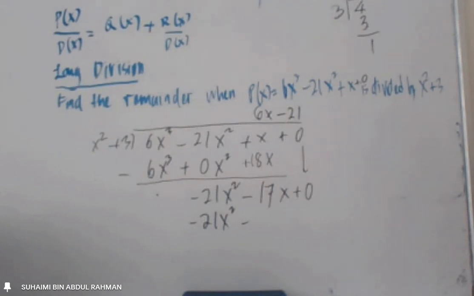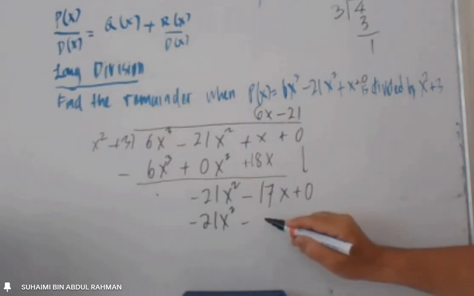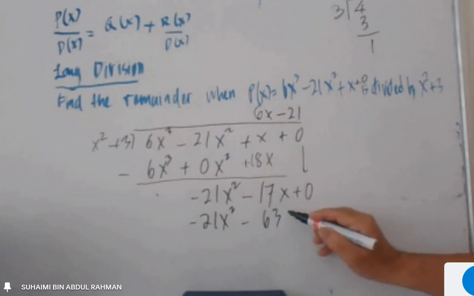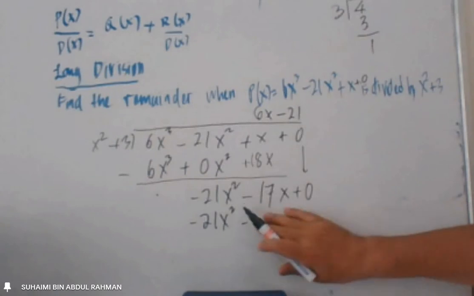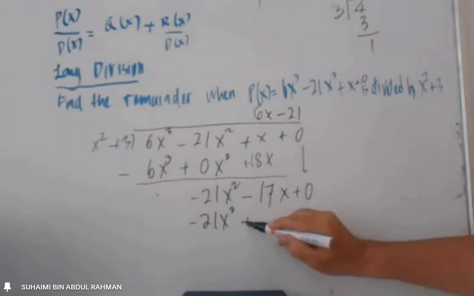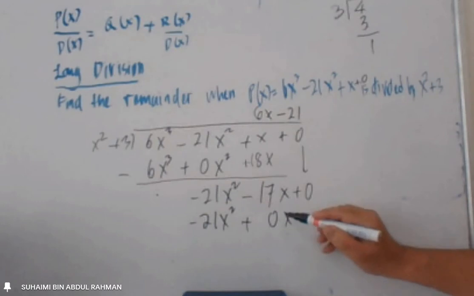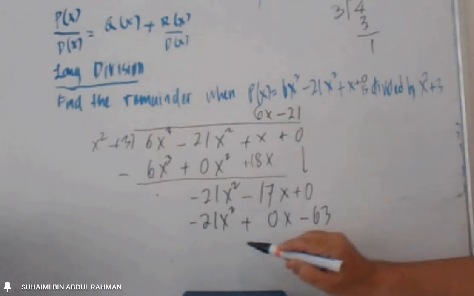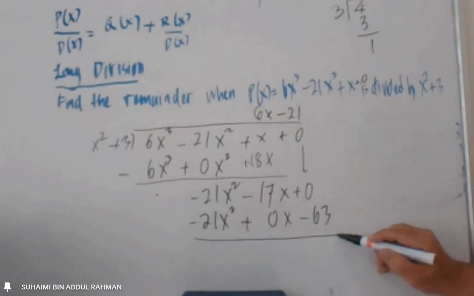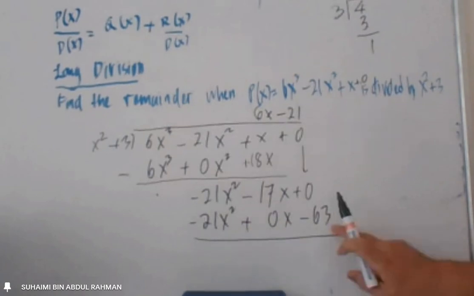63. Minus 63x. Here plus 0x, because we don't have x, right? Minus 63. 21 multiplied by 3 is 63.